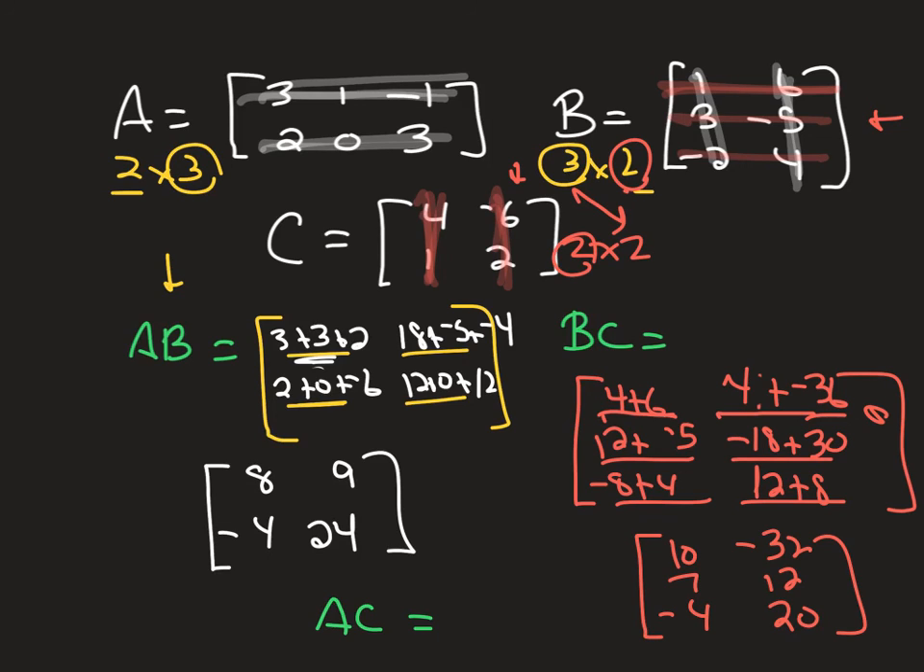Okay, AC. I think you're going to like this one the best. A is a 2 by 3. C is a 2 by 2. If you notice, their middle dimensions are not the same, so you can't do it. So we're going to say NP. It is not possible. Can't even do it. That's a messy slide. I hope that made some sense. We'll work on these in class like we always do.